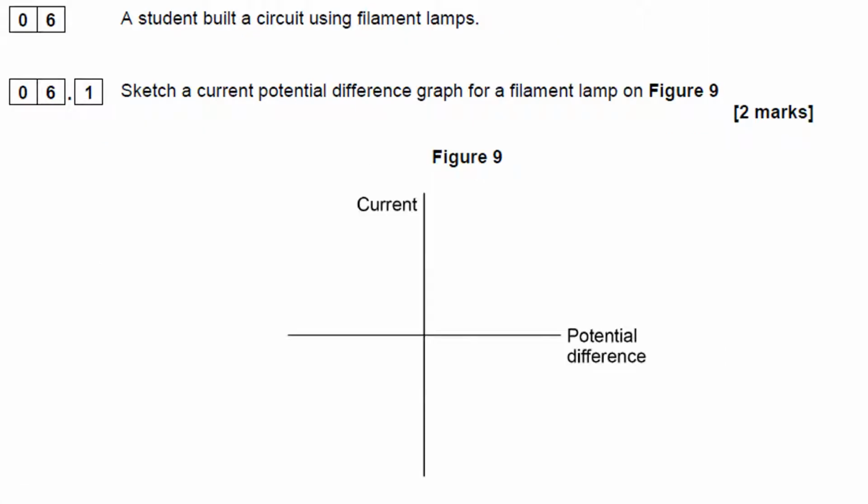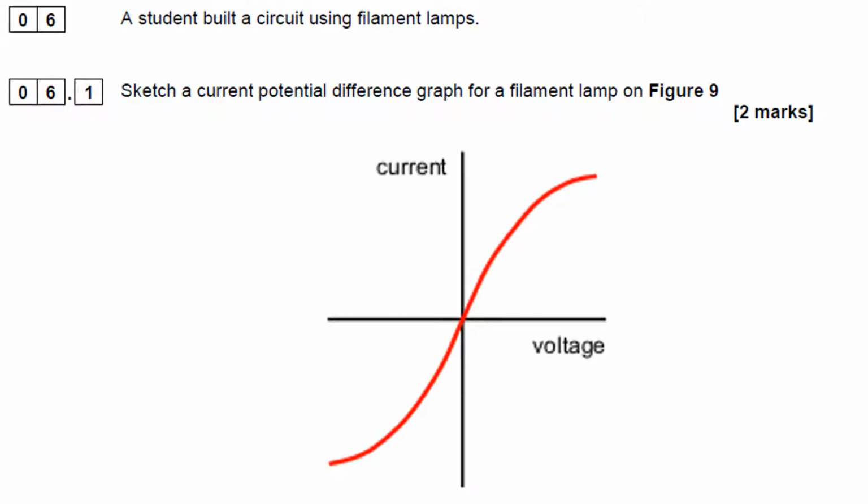Here we go. A student built a circuit using filament lamps, sketched a current potential difference graph. This is an AO1 question. It's pure knowledge. No application required, nothing to work out. This is it. If you revise this, then you should know that a filament lamp has this. The more shallow the line is, the greater the potential difference that's required to push the current around. So shallow line, lots of voltage needed for a little change in current.